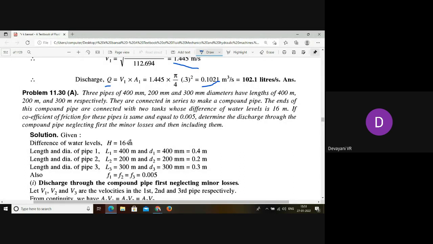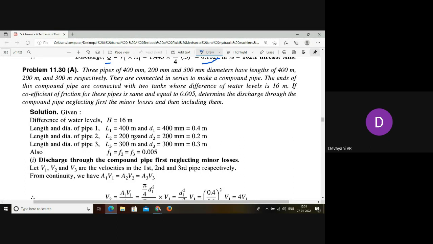So this is another problem. This problem is also the same as the before one, the previous one. Head discharge, L1, L2, L3, D1, D2, D3, F1, F2, F3, and here F1, F2, F3 are equal, he said.